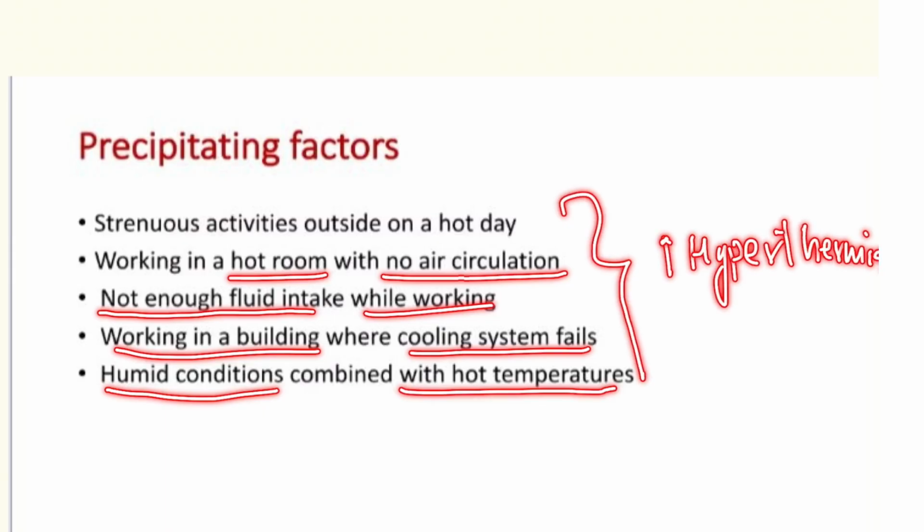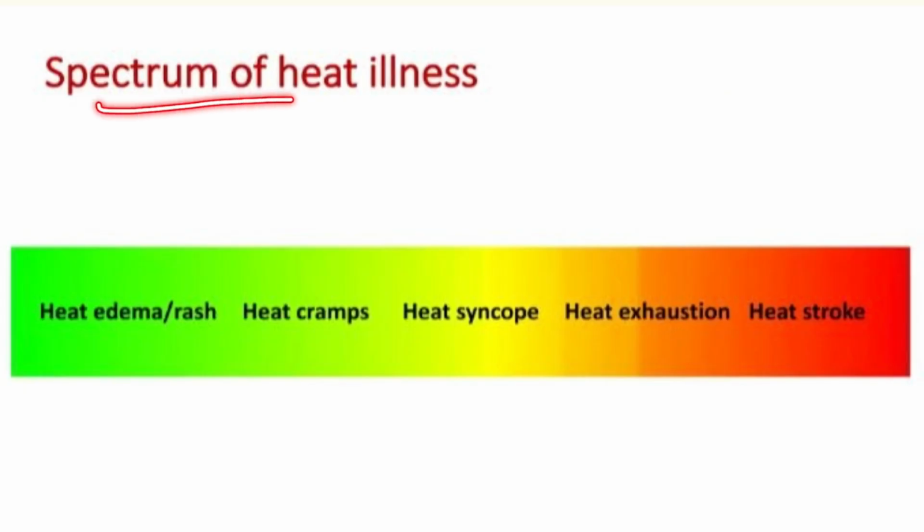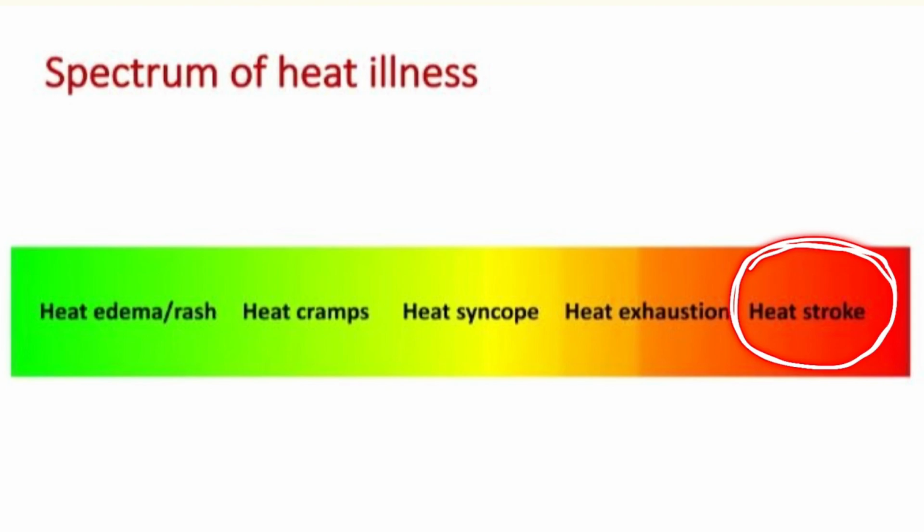Very important, hyperthermia. Now the spectrum of heat illness. We should know what the spectrum of heat illness is. Initially, on exposure to heat, the patient can have heat edema or heat rash, and then it progresses to heat cramps. From heat cramps it goes to heat syncope, from heat syncope to heat exhaustion, and from heat exhaustion to heat stroke. So the extreme form of heat illness is called heat stroke, and the milder forms are heat edema and heat cramps.